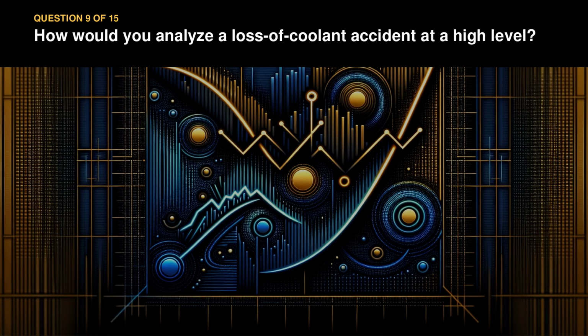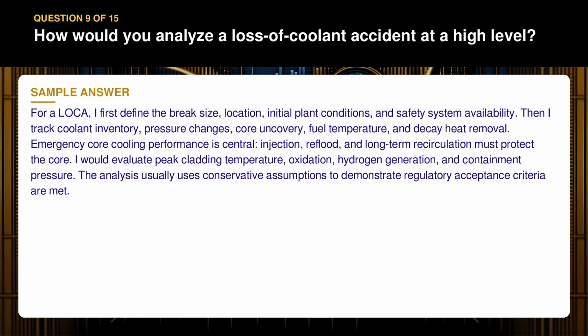Question 9. How would you analyze a loss-of-coolant accident at a high level? For a LOCA, I first define the break size, location, initial plant conditions, and safety system availability. Then I track coolant inventory, pressure changes, core uncovery, fuel temperature, and decay heat removal. Emergency core cooling performance is central.